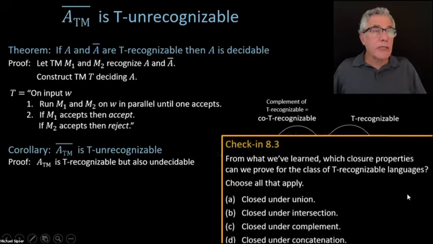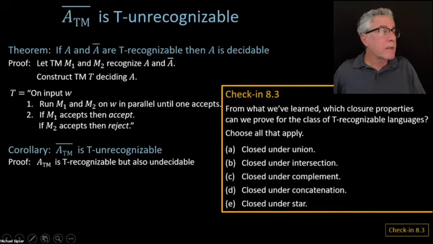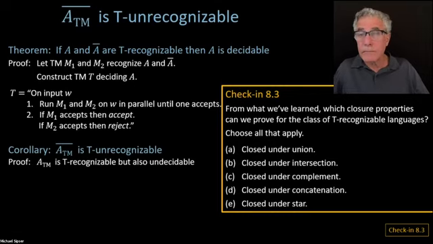Okay. Last check-in for the day. From what we learned so far, which closure properties can we prove for the class of the Turing recognizable languages? Choose all that apply. Well, as I say, you don't have to get it right. Let's not spend too much more time on this because we'll talk a little bit about it. It's closed under almost all of them, but not all of them.